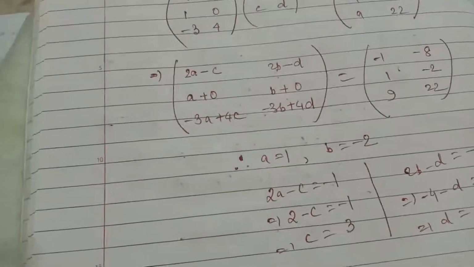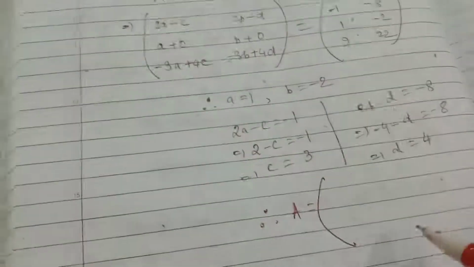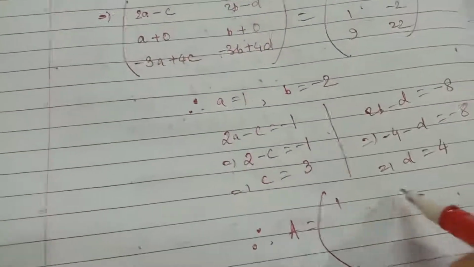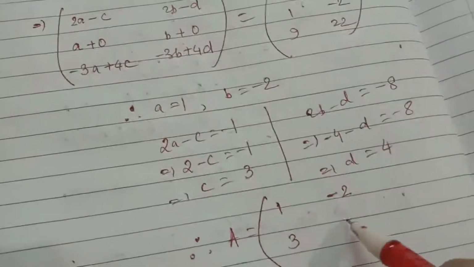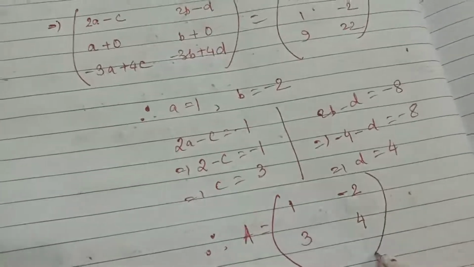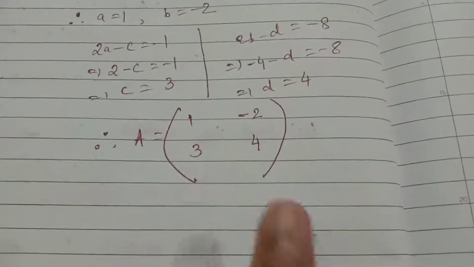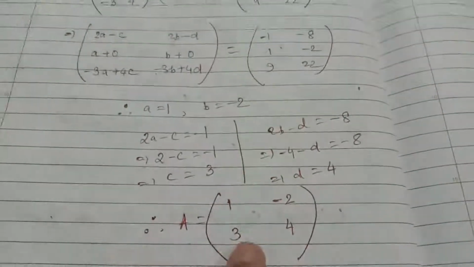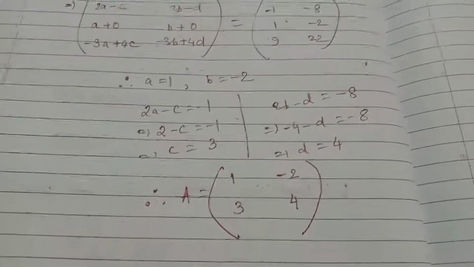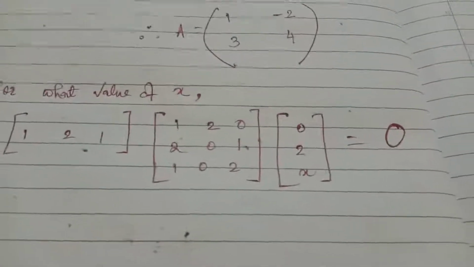So therefore matrix A equal to, we have assumed A equal to [a, b; c, d], a equal to 1, b equal to minus 2, c equal to 3, d equal to 4. This is the required matrix. While representing a matrix, you can use either round brackets or square brackets. So this is the required matrix, 1, minus 2, 3, 4. This particular question is given in NCERT book.